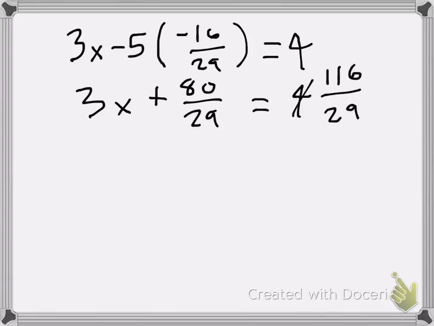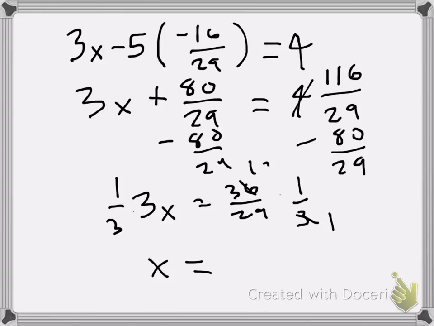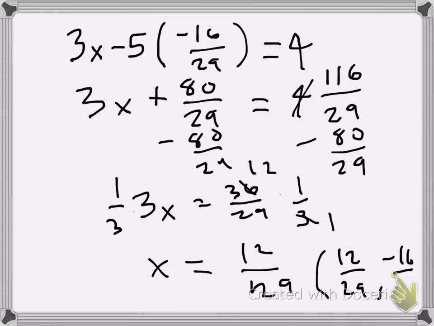Okay, and so then I can subtract the 80 over 29 from both sides. Wind up with 3x equals 36 over 29. And then dividing by 3 is the same as multiplying by 1/3, so that's how I'm going to finish up here. Multiply by 1/3 on both sides, and then that 3 will go into that 36 on the top, and so my answer here will be 12 over 29. So it looks to me like my solution set for this is going to be 12 29ths for x and -16 29ths for y. Okay?